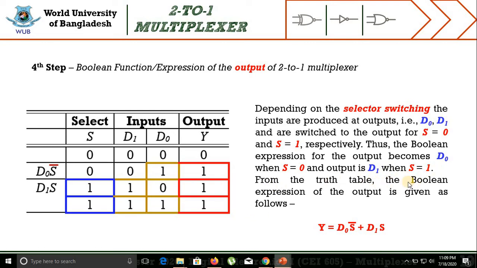From the truth table, the Boolean expression of the output is given as Y equals D0 and not S, or D1 and S. If you look at the truth table, you will find there is no difficulty writing this Boolean expression. That's why I attached the truth table of the 2 to 1 multiplexer in this slide. So let's move to the next step.